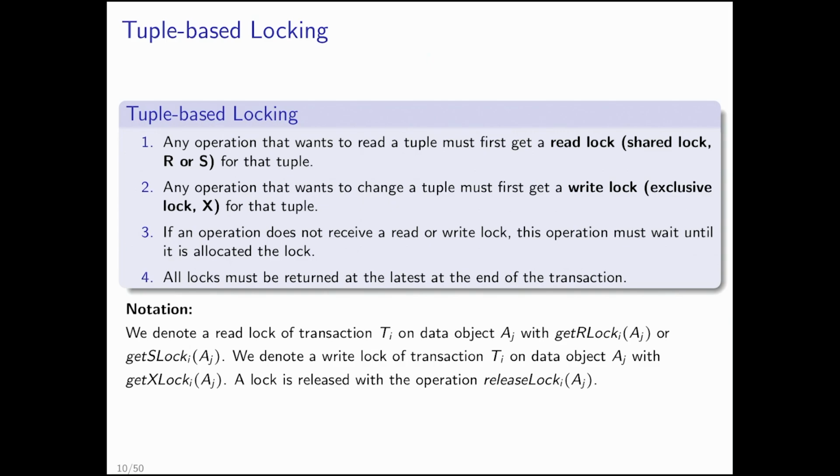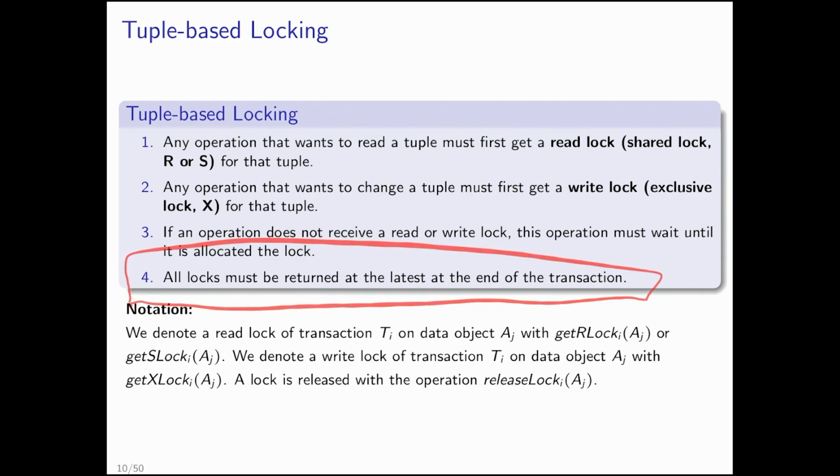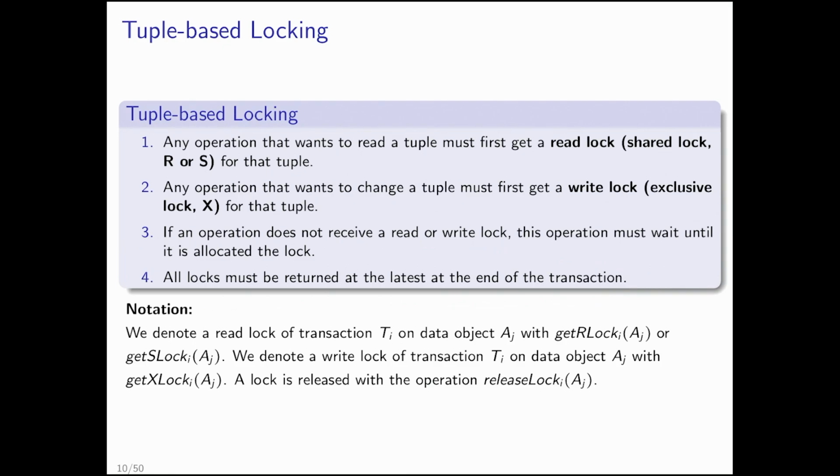Of course, if an operation doesn't receive a read or write lock, this operation must wait until it gets the lock. All locks must be returned at the latest at the end of the transaction. Otherwise, you have locks that can never be acquired anymore, and so forth. So we denote a lock of a transaction Ti on data object Aj with get read lock.